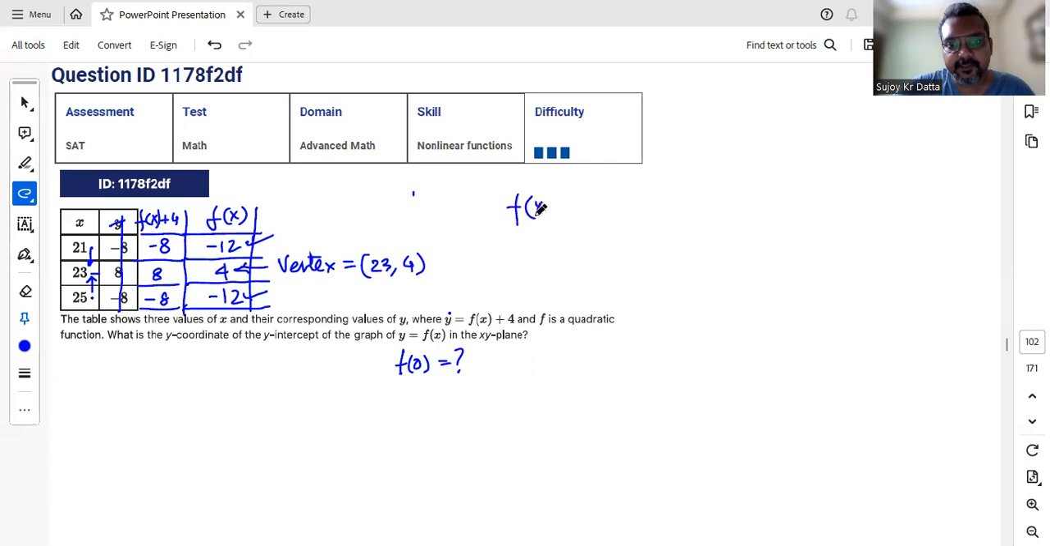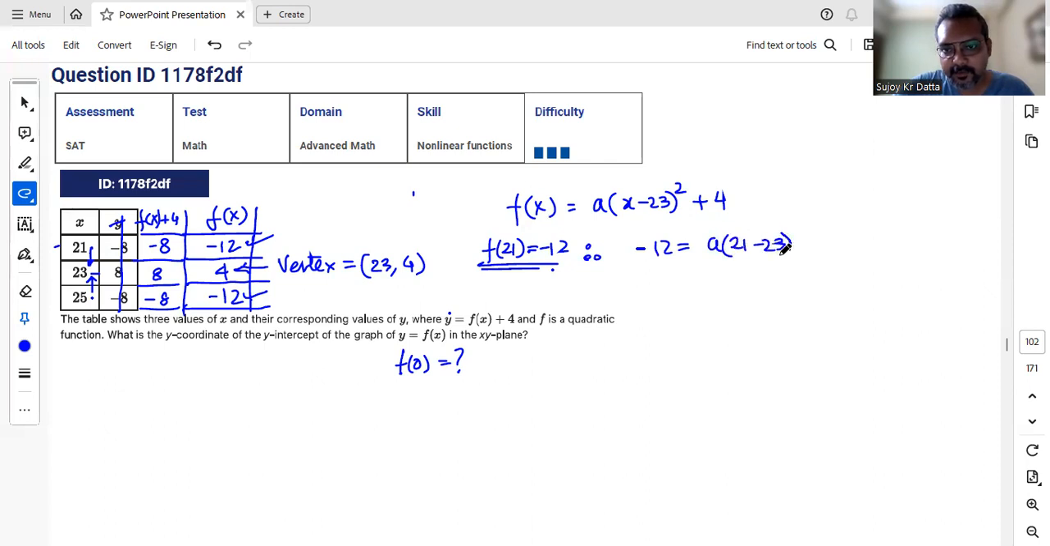So I can write f(x) to be a times (x minus 23) squared plus 4. Now we'll just plug in one of these. We know that f of 21 is negative 12. Substituting here, negative 12 is a times (21 minus 23) squared plus 4. The 4 goes that side. So negative 16 is, and this side is 2 squared, 4a. So a is negative 4.